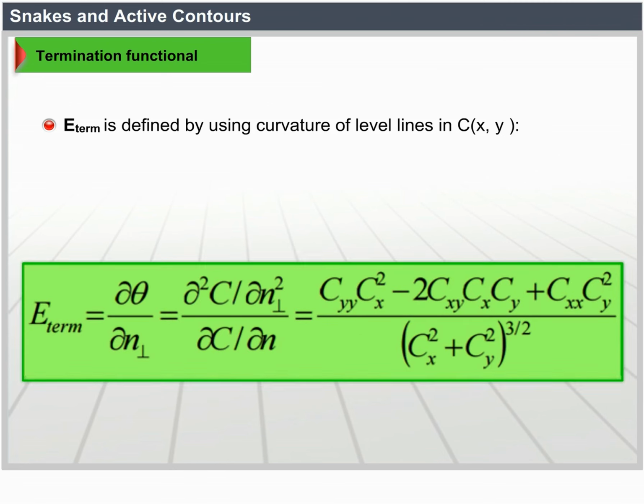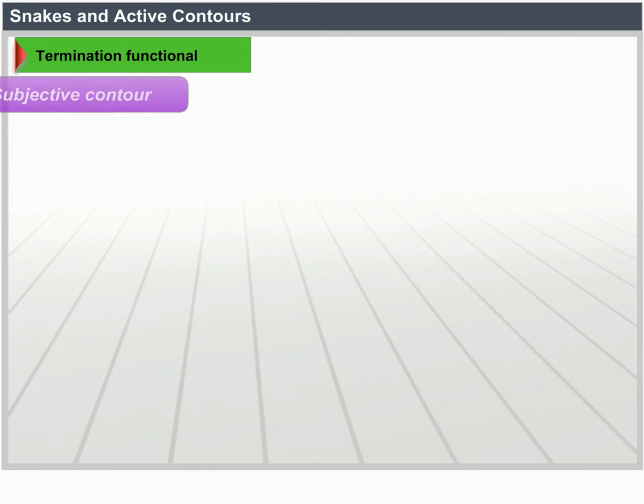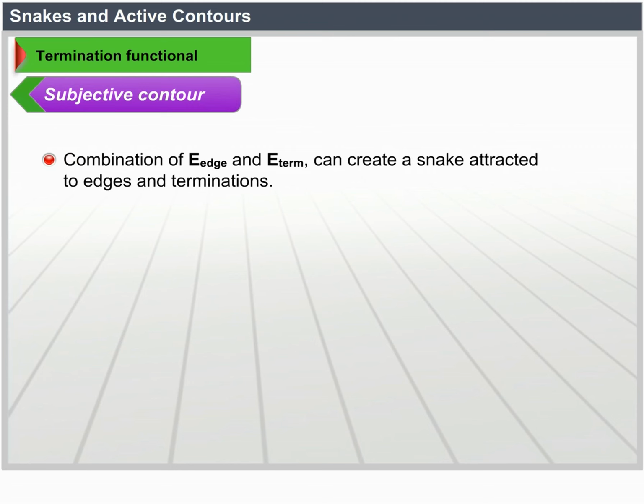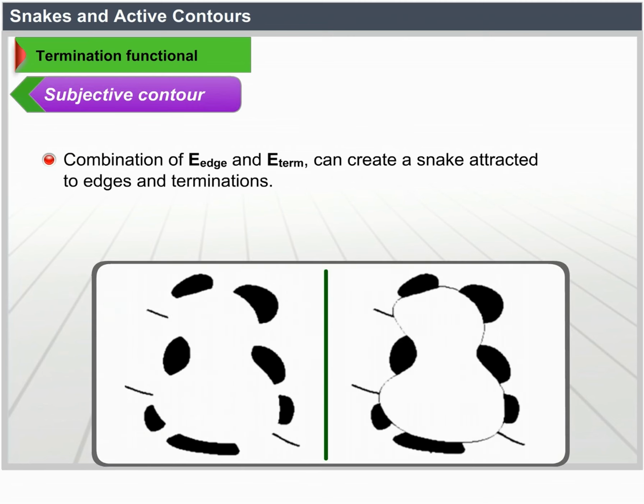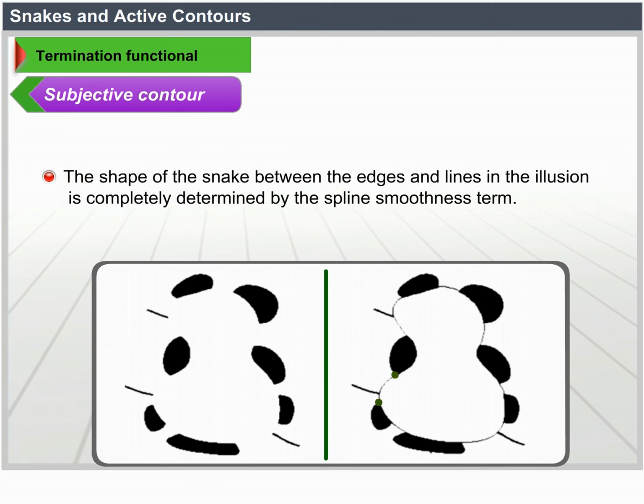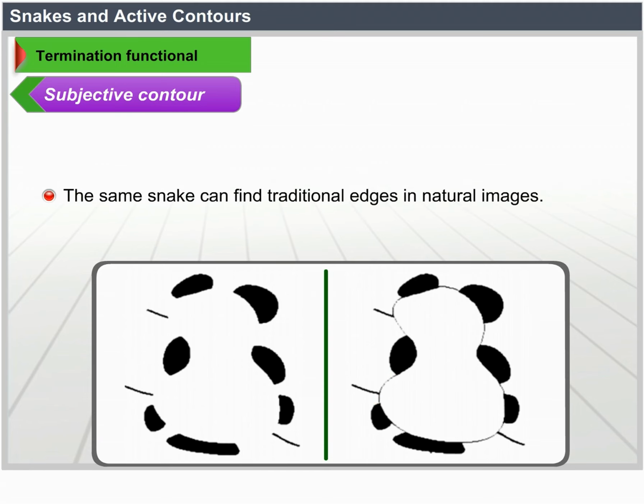Subjective contours are now represented on screen. Combining E_edge and E_term, we can create a snake attracted to edges and terminations. The shape of the snake between the edges and lines in the illusion is completely determined by the spline smoothness term. The same snake can find traditional edges in natural images. Hysteresis.